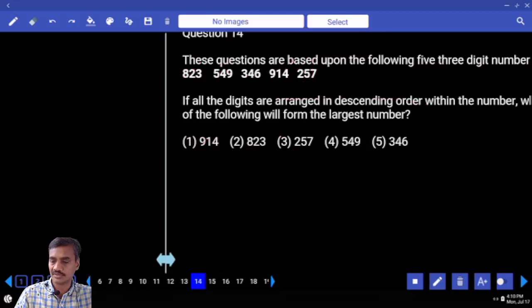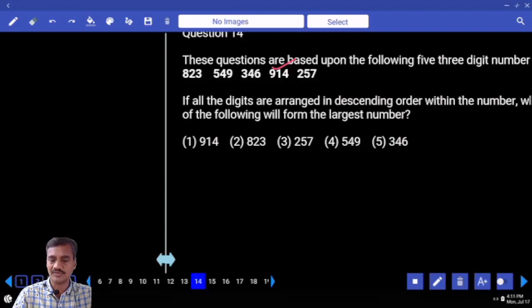Then the 14th one. In question number 14, all the digits are arranged in descending order within the number. Which of the following will form the largest number? Now the numbers are arranged in descending order. Hence, which is the largest number here? Obviously 9 will be the largest, isn't it? Because that is the first digit, and 914, choice 1, question number 14. All the digits are arranged in descending order, then which number will form the largest number? The largest number is obviously 940.